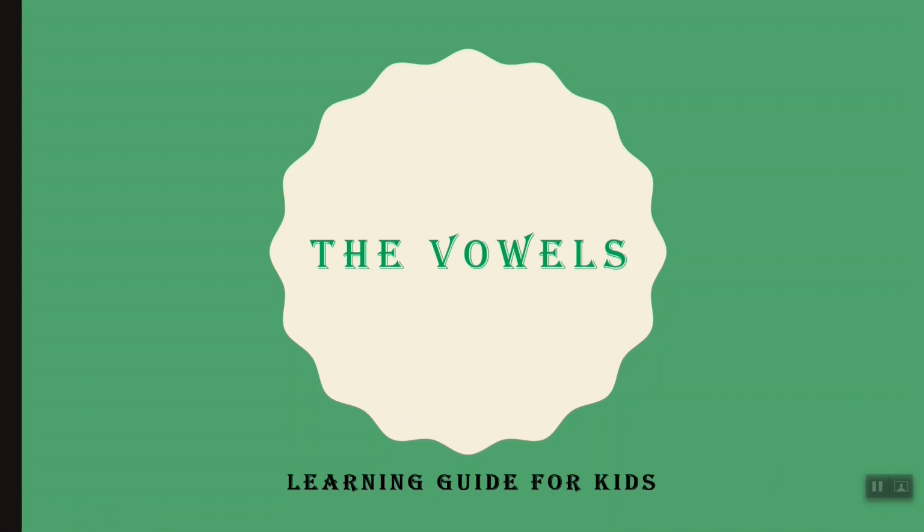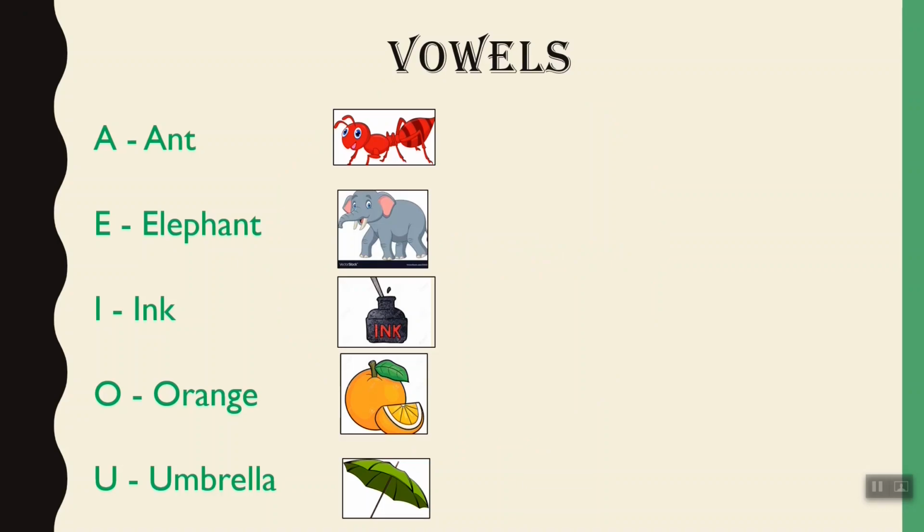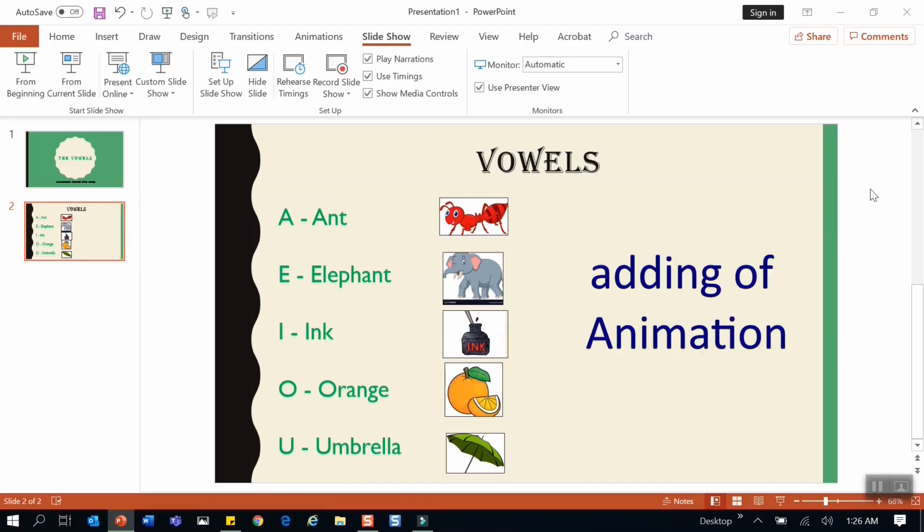And my first slide, this is my first slide, the vowels, learning guide for kids. And then I have the second slide, which is vowels. So what I'll do is, though this slide looks good, to learn more about the PowerPoint basics, I will go ahead and add some animation to our slide number 2. Now let's go ahead and add some animation.